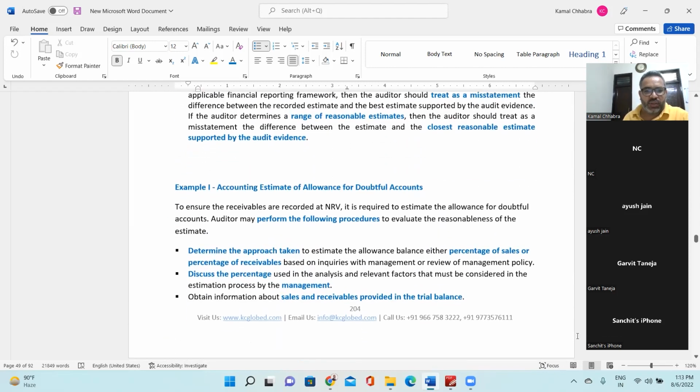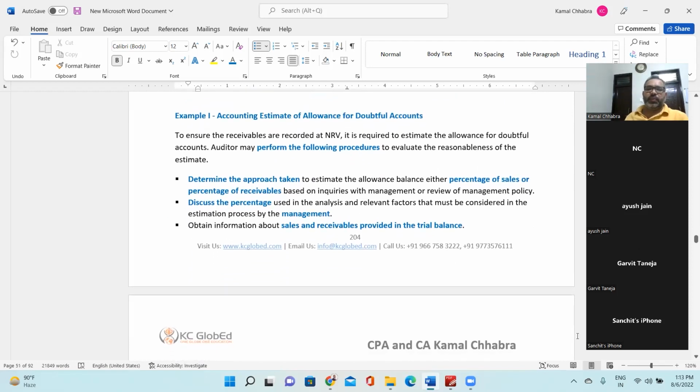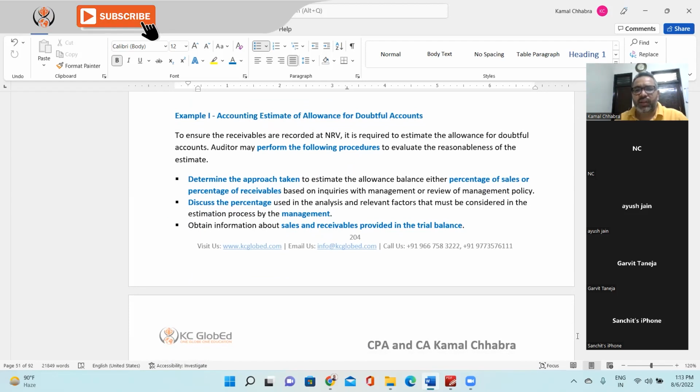Before questions, we have two examples here. So one is accounting estimate of allowance for doubtful debts. So here is an example. To ensure the receivables are recorded at net realizable value, it is required to estimate the allowance for doubtful accounts. The auditor may perform the following procedure to evaluate the reasonableness of the estimate.